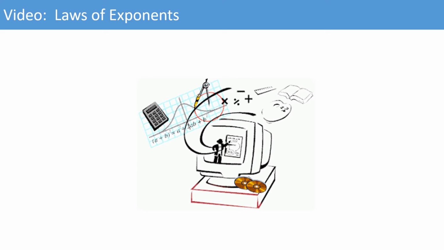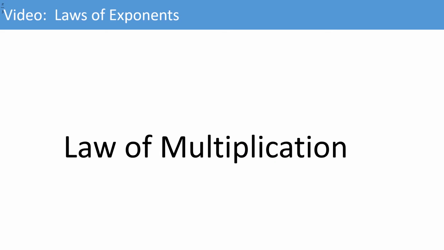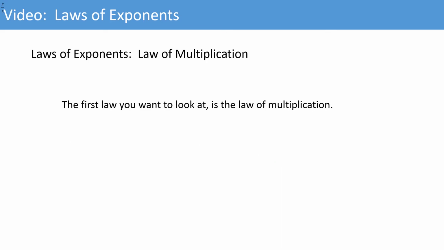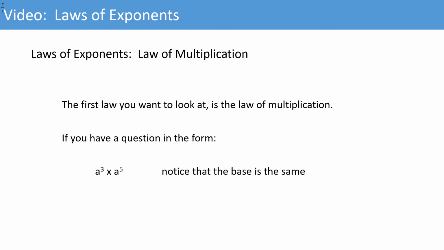Laws of exponents. The law of multiplication. The first law we want to look at is the law of multiplication. If you have a question in the form a to the exponent 3 times a to the exponent 5, notice that the base is the same. The base is a. So the rule is, if the base is the same, you add the exponents.